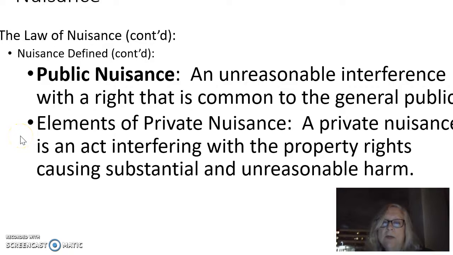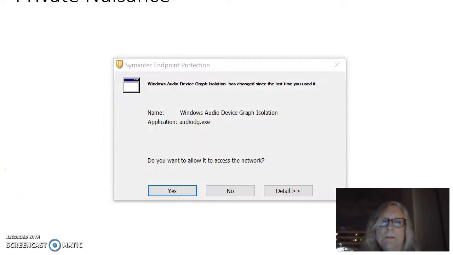So it's an act interfering with property rights, causing substantial and unreasonable harm to the public. Unreasonable interference with a right that is common to the public. Private nuisance is interfering with property rights causing unreasonable harm to a private person. So the public nuisance could be something like a factory that emits bad smells. One example was a factory in one town that made hot sauce, and the essence of the aroma that came out made people's eyes burn and bothered people, and that could be a public nuisance.